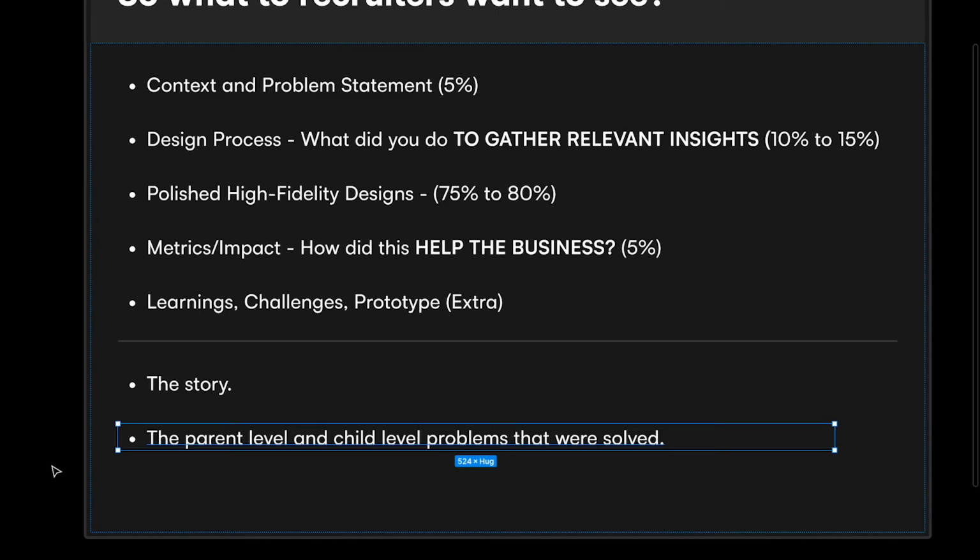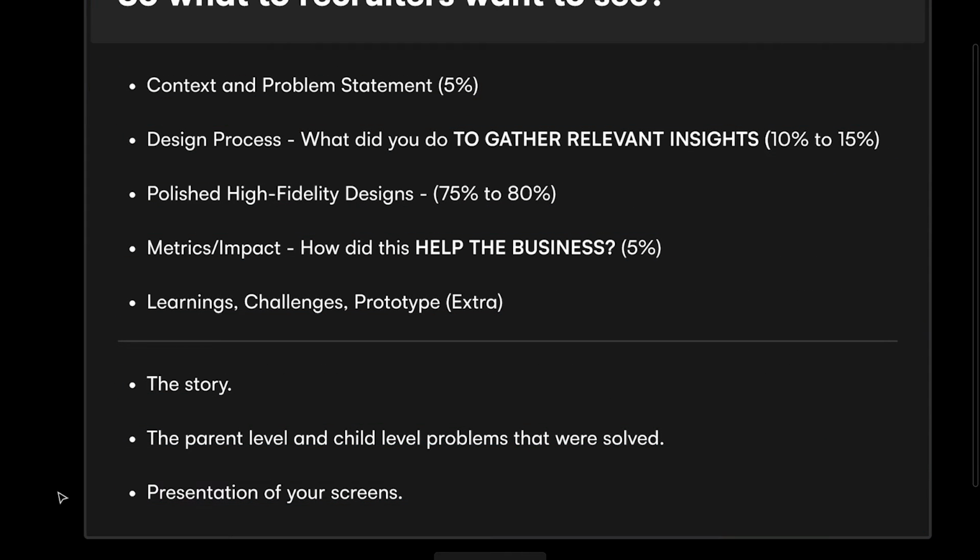It's going to be a collection of problems, right? Let's say you're redesigning a particular user flow. Solving the user flow is the main problem, which is basically the parent level problem. And under that, you have multiple screens. Maybe you want to change the order of certain screens. Maybe you want to redesign the visual hierarchy. You want to improve the color contrast. These are small children level problems, right? So companies want to see what was the main problem and what were the children level problems. So that's what they want to see.